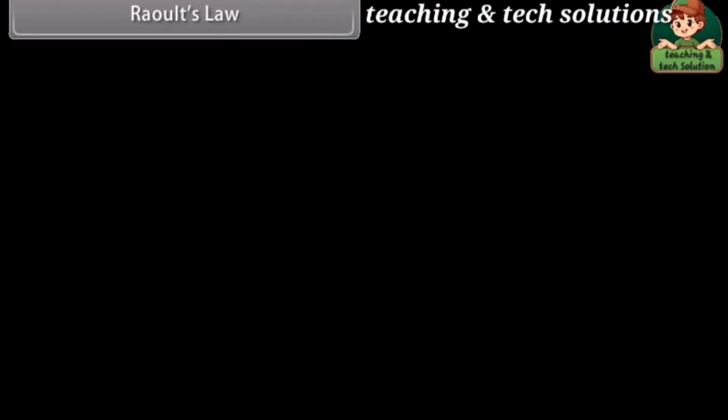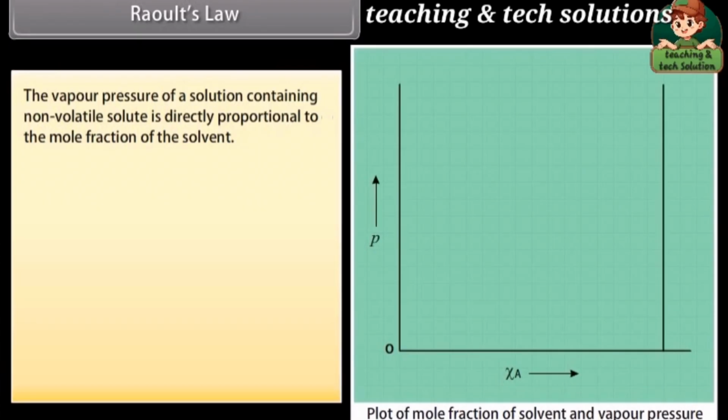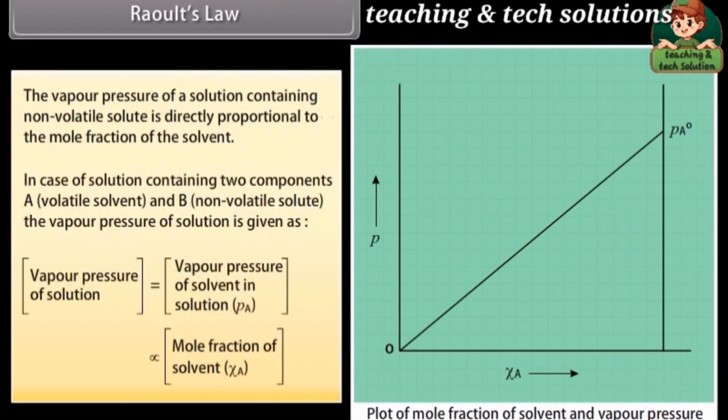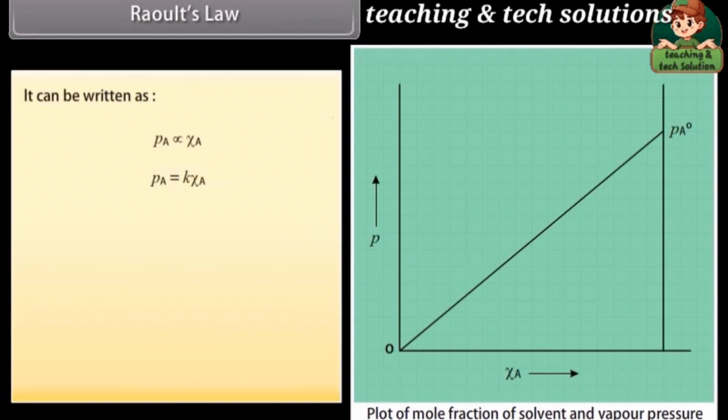Raoult's law. The vapor pressure of a solution containing non-volatile solute is directly proportional to the mole fraction of the solvent. In case of solution containing two components, volatile solvent and non-volatile solute, the vapor pressure of solution is given as PA = K × XA, where K is proportionality constant.